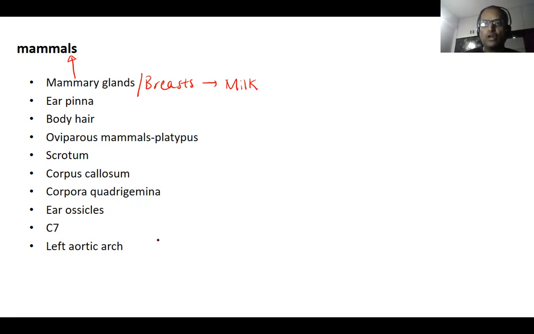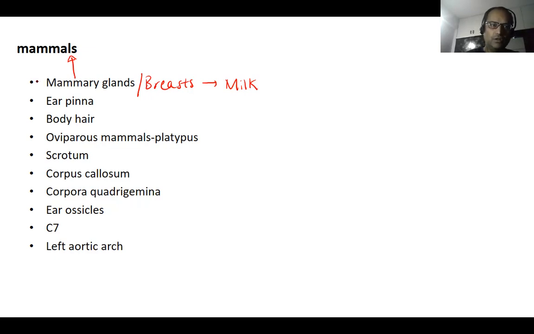Every animal of the mammals will have mammary glands, but not all the animals have the nipple. For example, oviparous mammals, meaning egg-laying mammals, do not have the nipple. But the other animals, like placental animals, have the nipple. So that is one thing that you have to note down here.